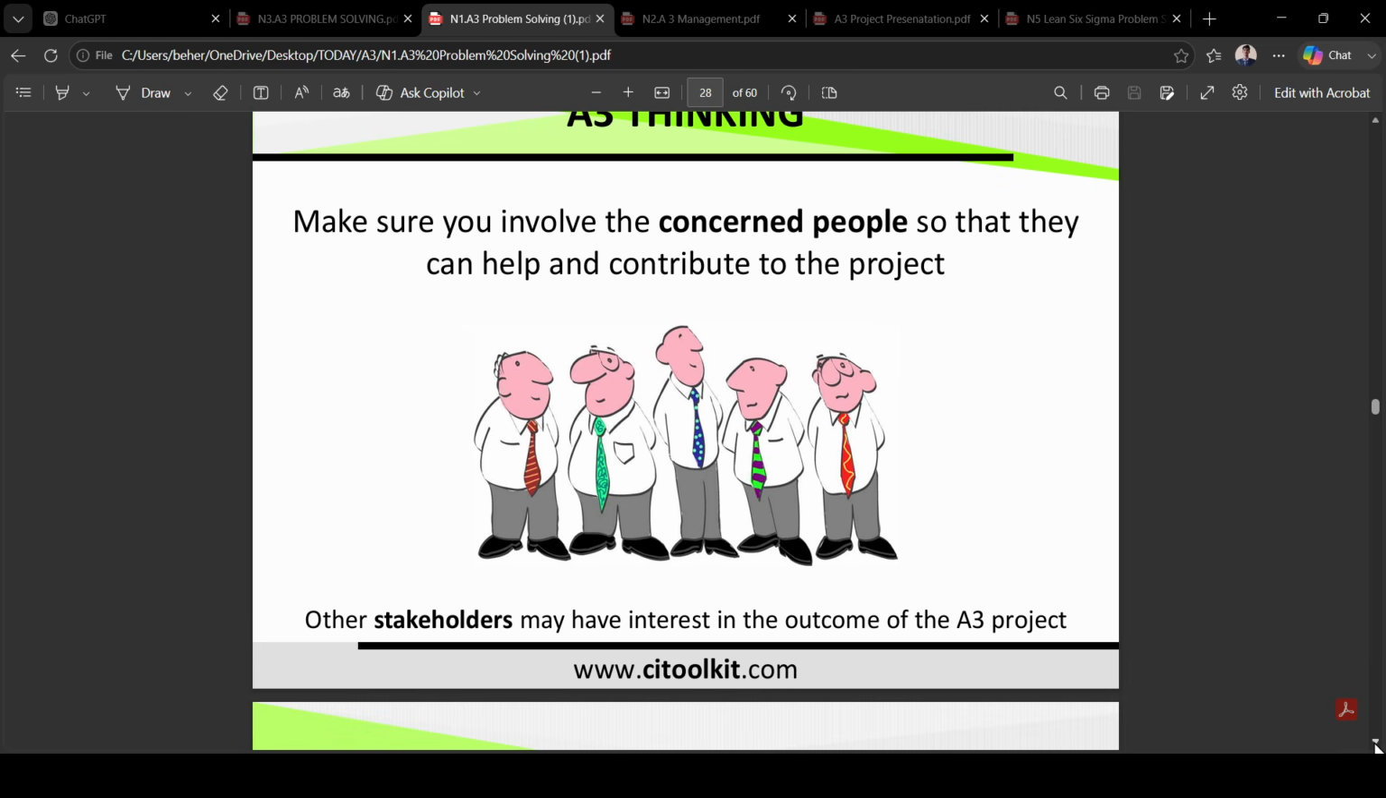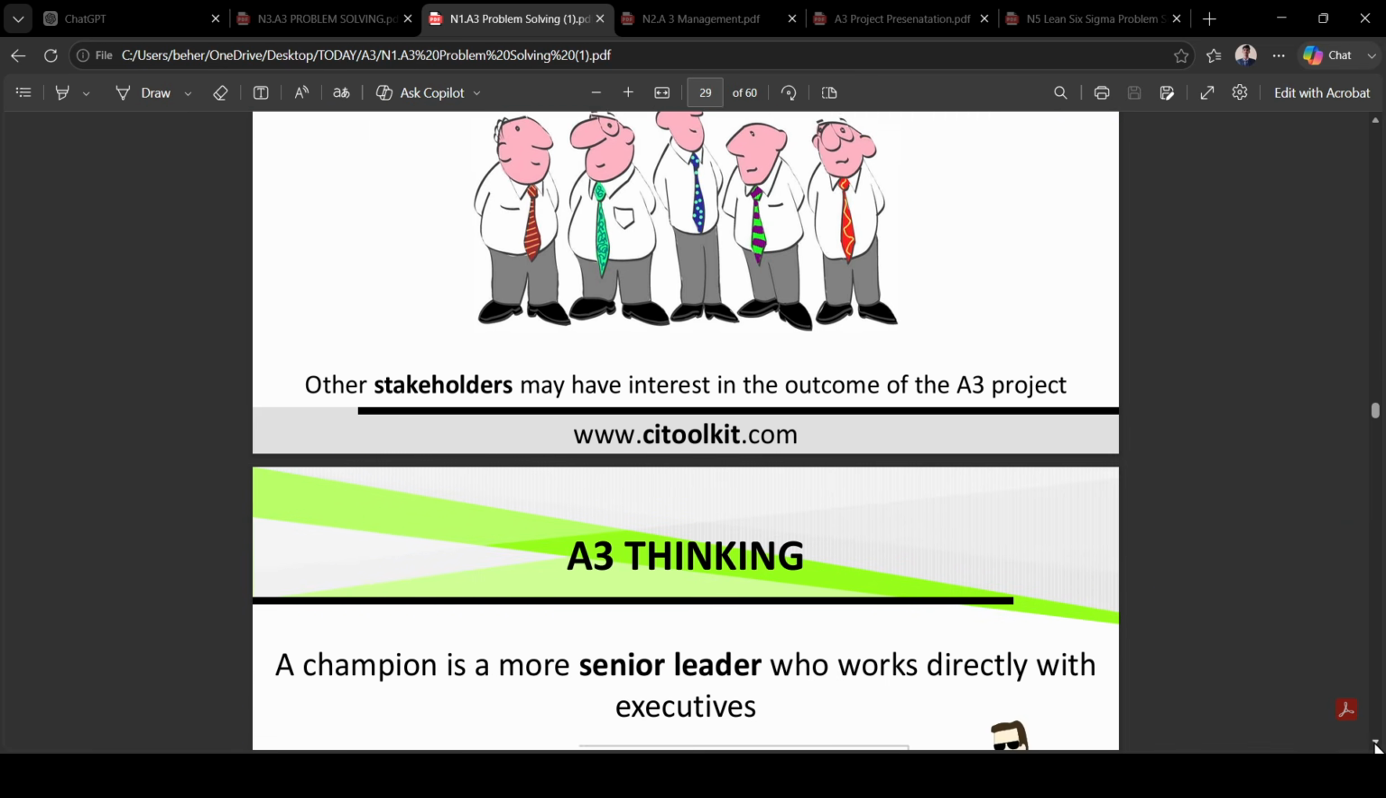So make sure you involve the concerned people so that they can help and contribute to the project. Other stakeholders may have interest in the outcome of the A3 project.